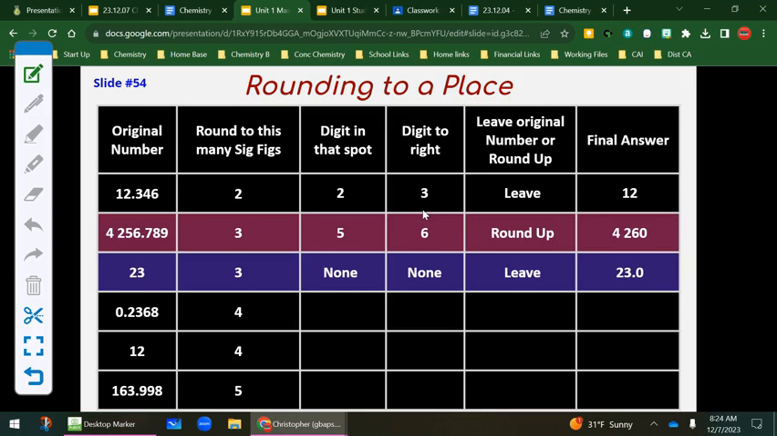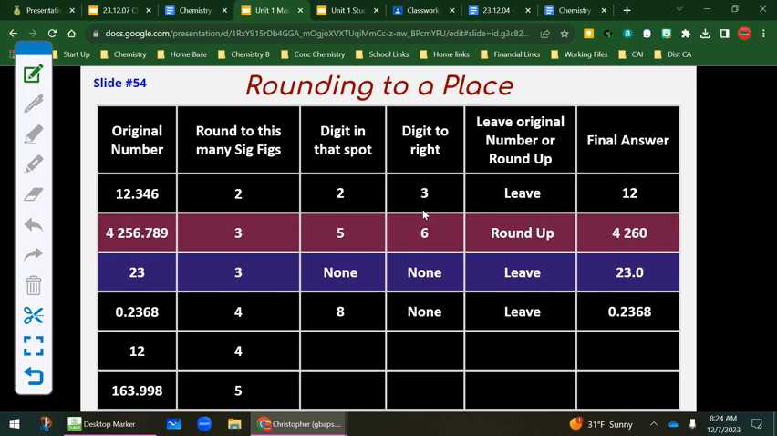The next one. 0.2368. How do we round that to 4 sig figs? It's already there. We don't have to do anything to that one. Sometimes your calculator is going to give you an answer in the right sig figs purely by accident, ladies and gentlemen. That's the way it's going to work out. If it does, go with it.